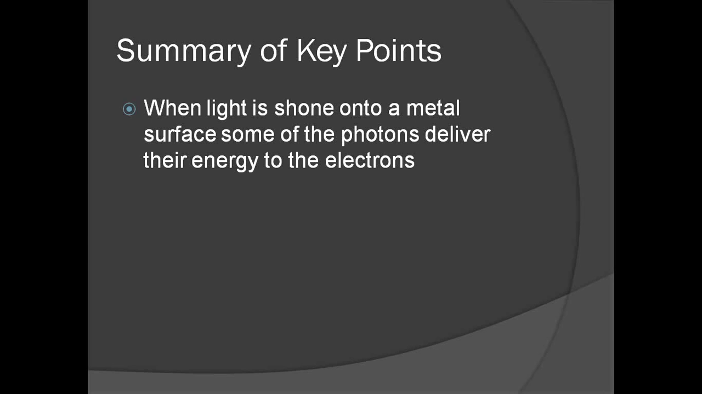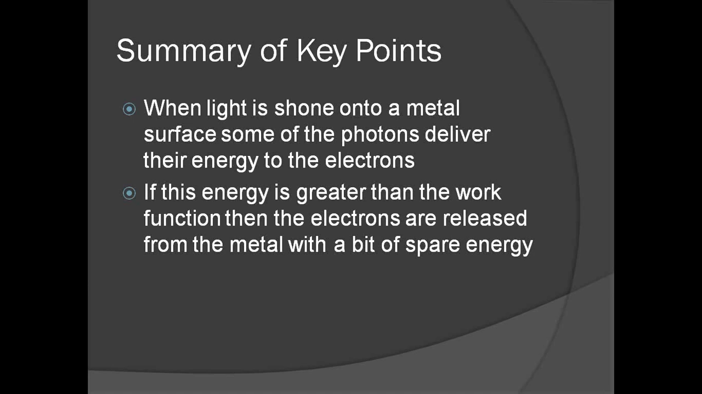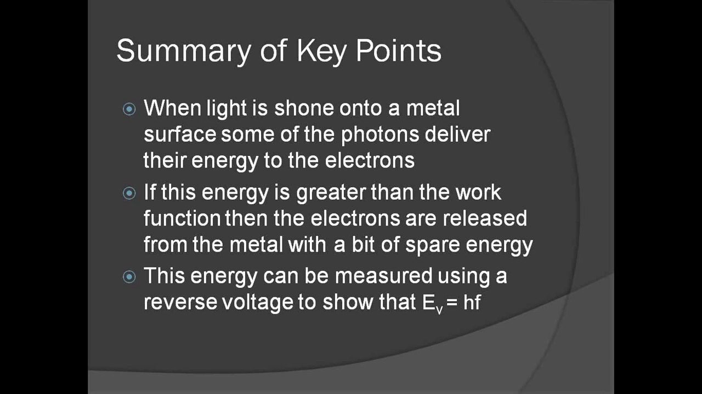These are the key points. When light shines on a metal surface, the photons deliver energy to the electrons in the metal lattice. If the energy of the photon is sufficient, the electrons receive enough energy to be released from the metal, with a little kinetic energy to spare. This spare kinetic energy can be measured. If the stopping potential is measured for different frequencies of light, we discover that E equals hf.